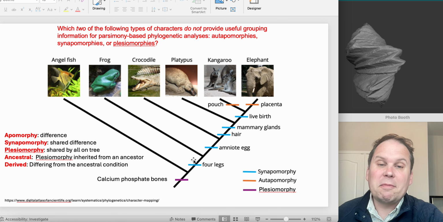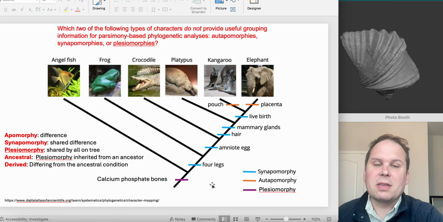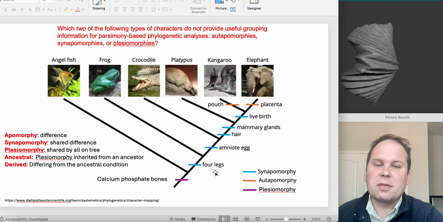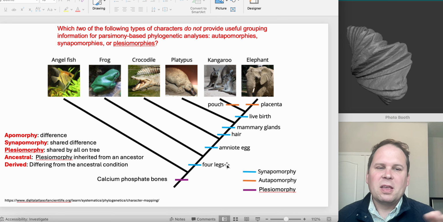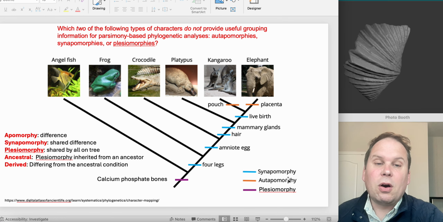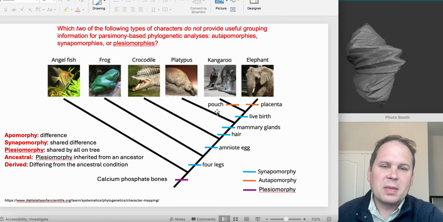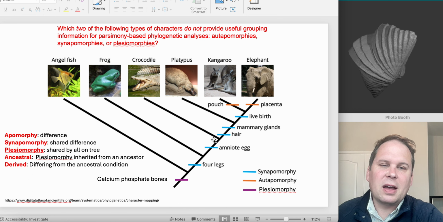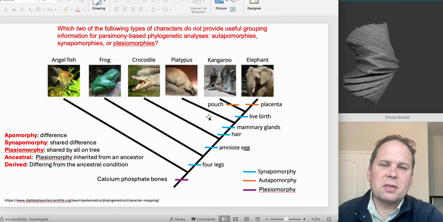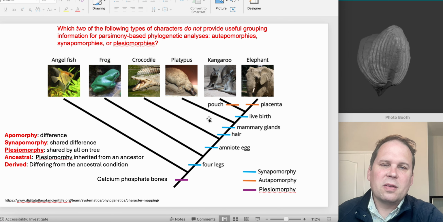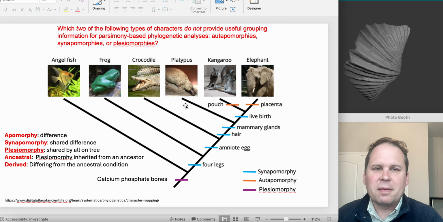Synapomorphy is going to be a name for a shared difference, like a shared trait which sets them apart from the other things. So synapomorphy is shared. Apomorphies can be shared or not shared. An autapomorphy is something that is specific only to one of them. So the common ancestors do not have a little bill, so having the bill on a platypus would be an autapomorphy.